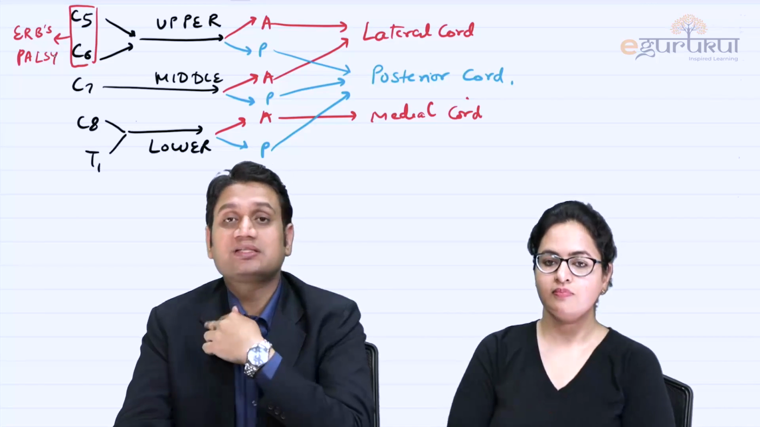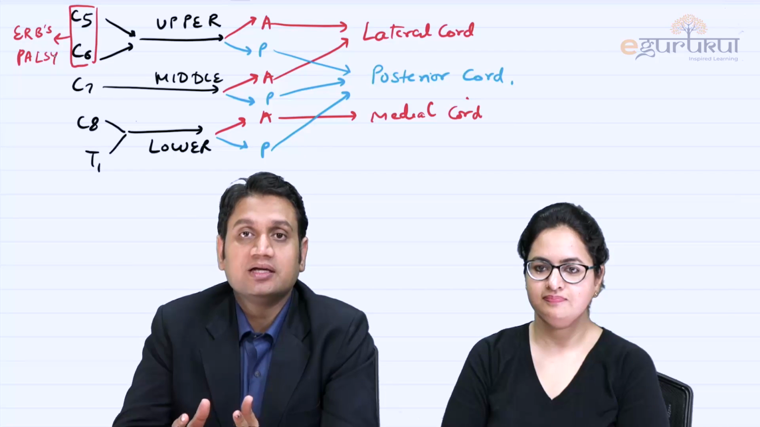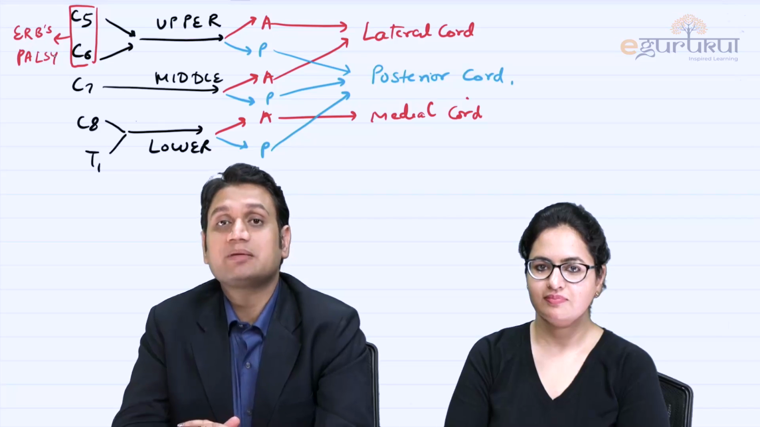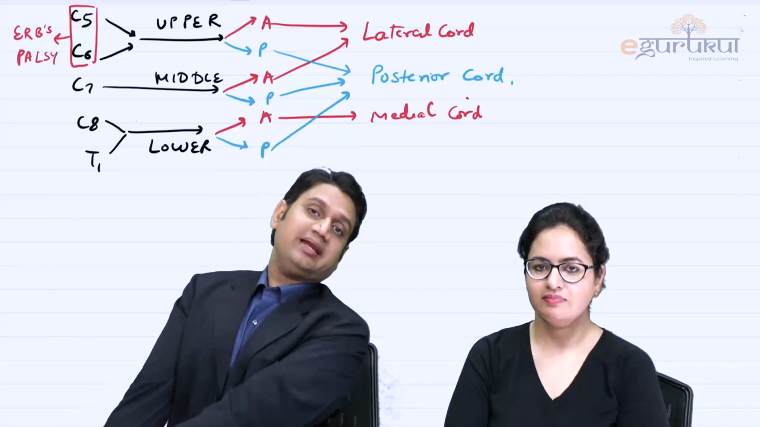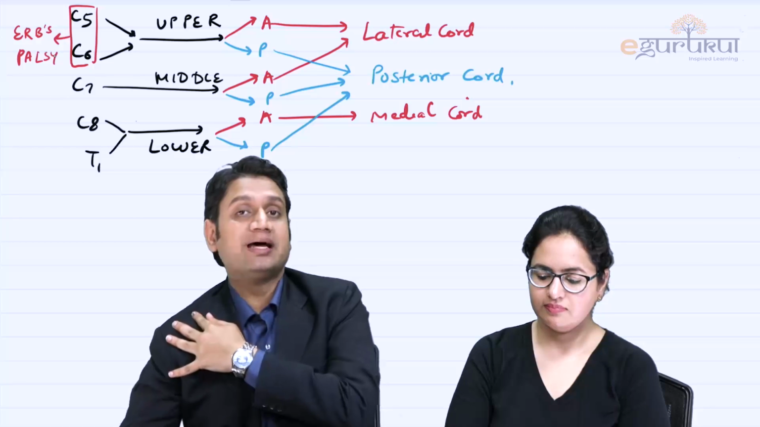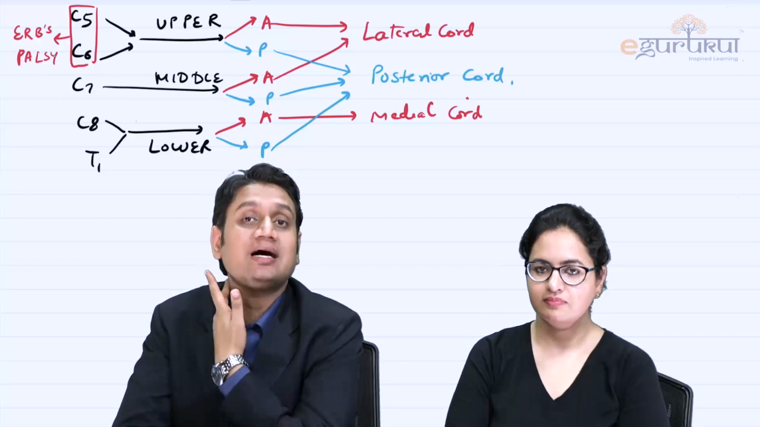In what conditions? For example, you are an intern trying to take a delivery, and you don't know how to take a delivery properly. The baby's presentation is by the shoulder, by the hand, and you just pull the hand of the baby down, so it puts a traction on the neck. When you pull it in the downward direction, downward traction creates an injury of the upper roots.